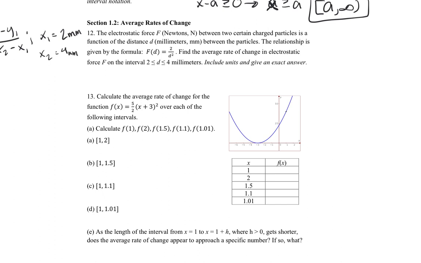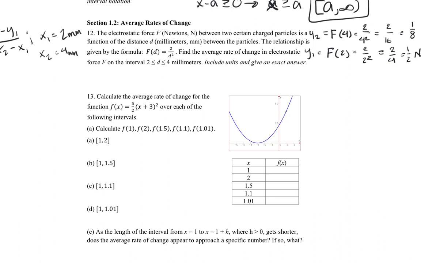Then our y2 is going to be f of 4, which gives 2 over 4 squared, which equals 2 over 16, or 1/8, and that's going to be in newtons. Then our y1 is going to be f of 2, which is 2 over 2 squared, which is equal to 2 over 4, which is equal to 1/2 newtons.